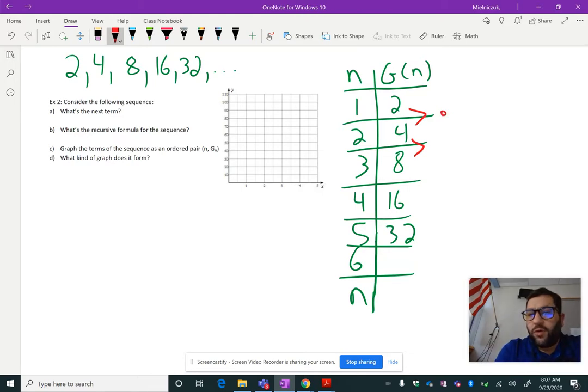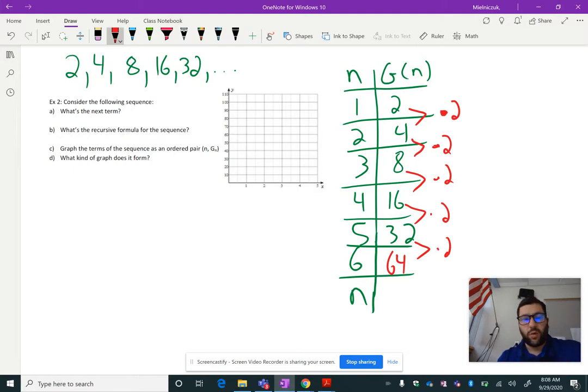What if we multiply by 2? 2 times 2 gives me 4. 4 times 2 gives me 8. Well, 8 times 2 gives me 16. 16 times 2 does give me 32. So this would be our pattern, meaning that the sixth term is 64. So what's the next term? We can say 64. I'm going to write it in two different areas.